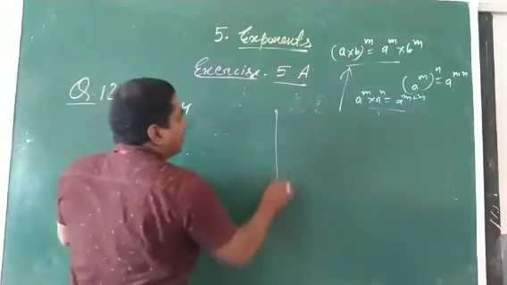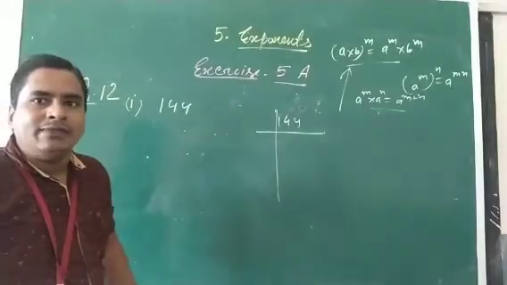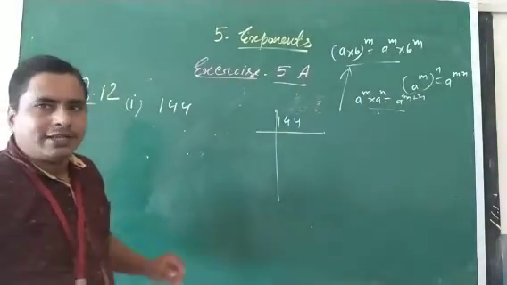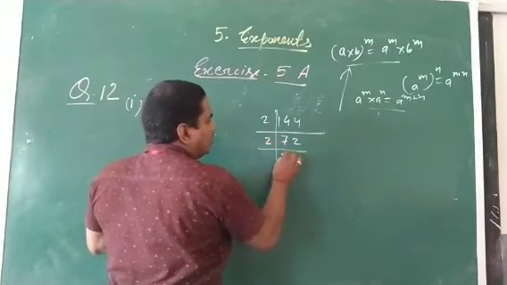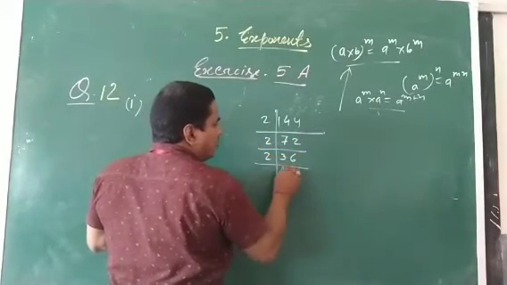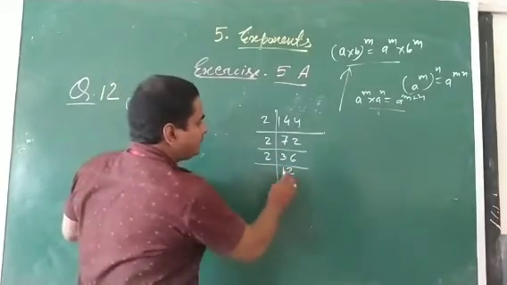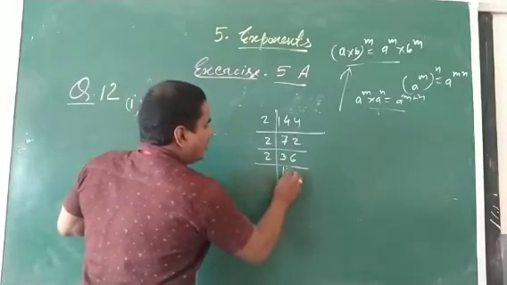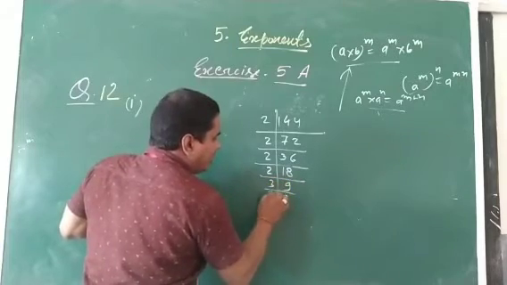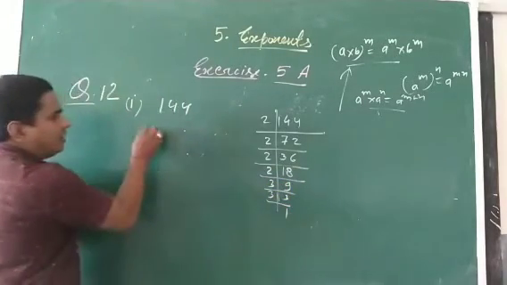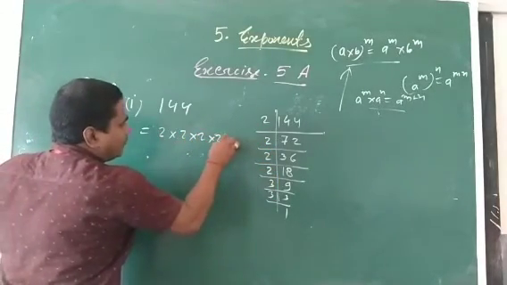So first we will find its prime factorization. 144, we will start dividing by 2. So 2 sevens are 14, 2 twos are 4. Now 2 threes are 6, 2 sixes are 12. Now 2 ones are 2. Then 2 eights are 16, now again 2 nines are 18. Then 3, then 1. So right here 2, 2, 2, 2 and 3 into 3.